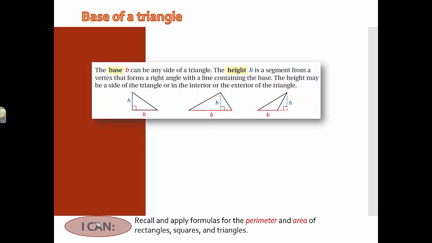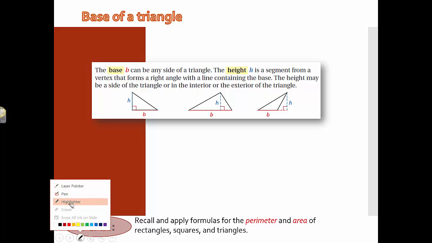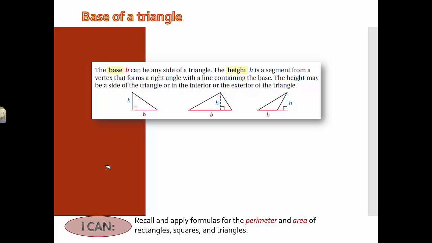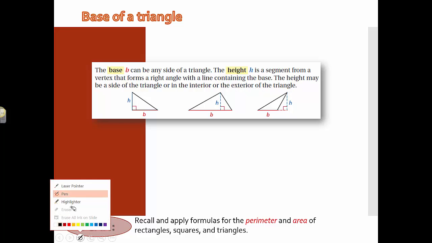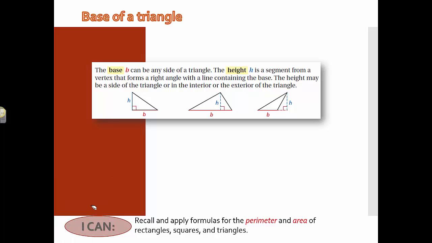So just a little reminder here about the base of a triangle. We're going to call the base B, and it can go to any side of the triangle, but we need to just pay attention to where the height is drawn. So the height is the segment from the vertex that forms a right angle with a line containing the base, not necessarily the base itself, but a line containing the base.